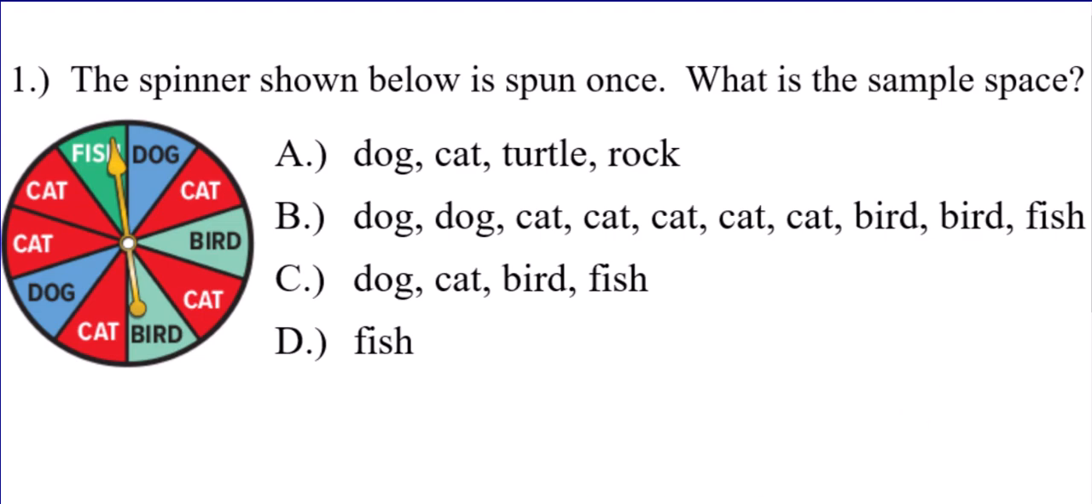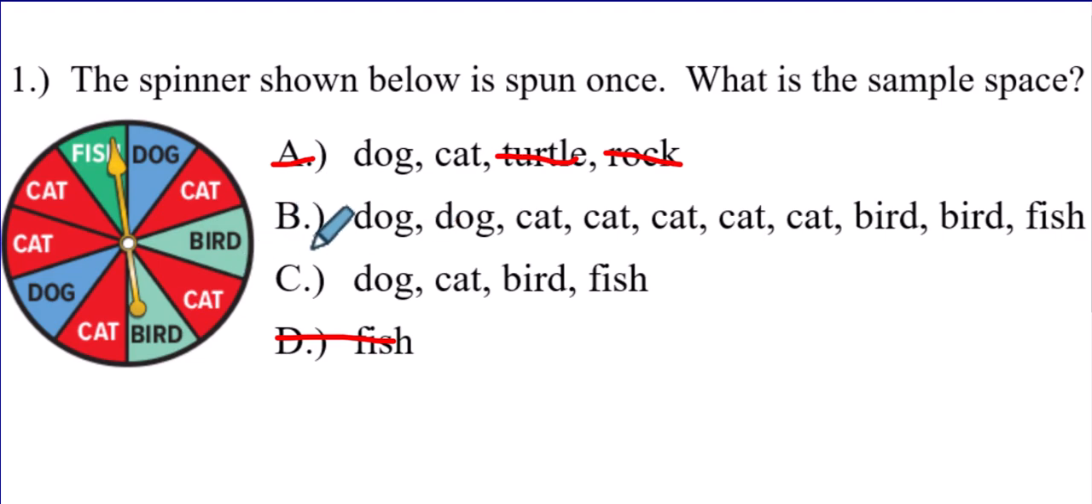Okay, I hope you already did this problem on your own. Choice A is obviously wrong. There is no turtle or pet rock, which is pretty funny, on the spinner. So is it B or is it C? It's not D. There's definitely a lot more than fish. Ignore the fact that the pointer is pointing at fish. That does not matter. We are talking about the actual sample space, which is the possible outcomes.